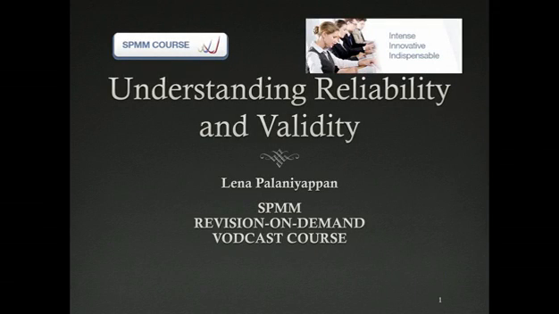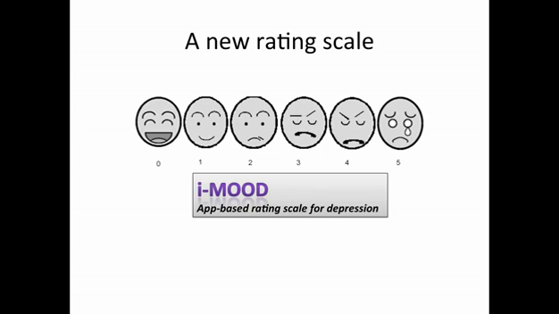In this podcast, I will discuss the concepts of reliability and validity. A research team comes up with a new scale to measure depression. The scale is called I-mood. They are strongly advocating for using the scale as they claim this will improve your diagnostic confidence and benefit your patients. How can you be sure that the scale is going to be of use? You can test the psychometric properties of the scale, especially precision and accuracy.